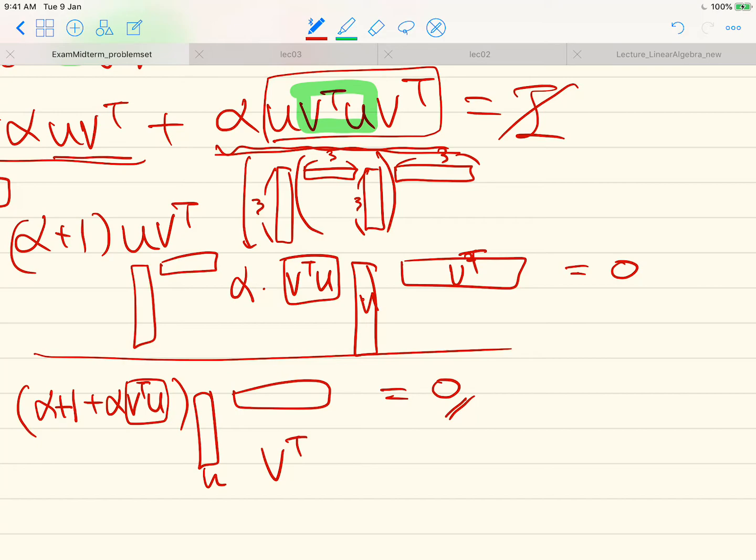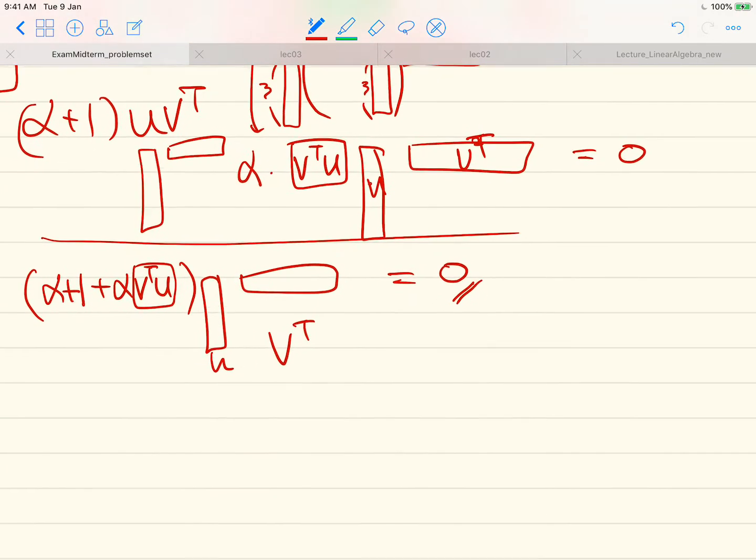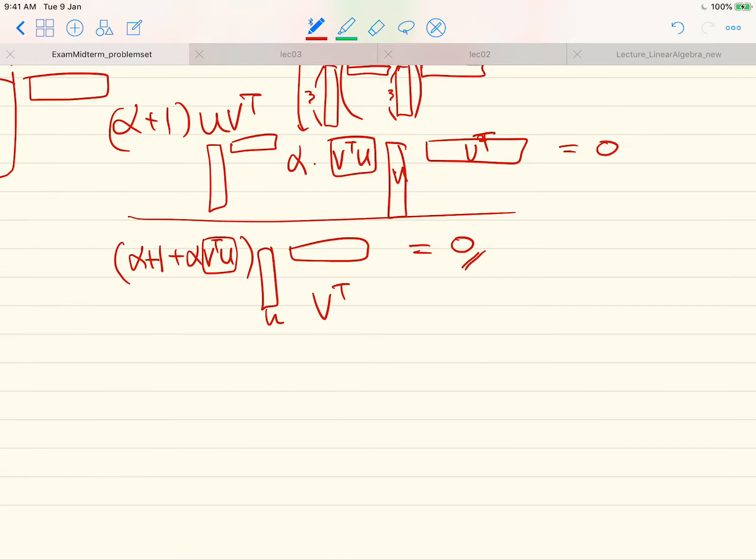So what is the size of this 0 in this case? Is it a vector, scalar, or matrix? It's a matrix, right? So it should be just a 3 by 3 zero matrix, right?